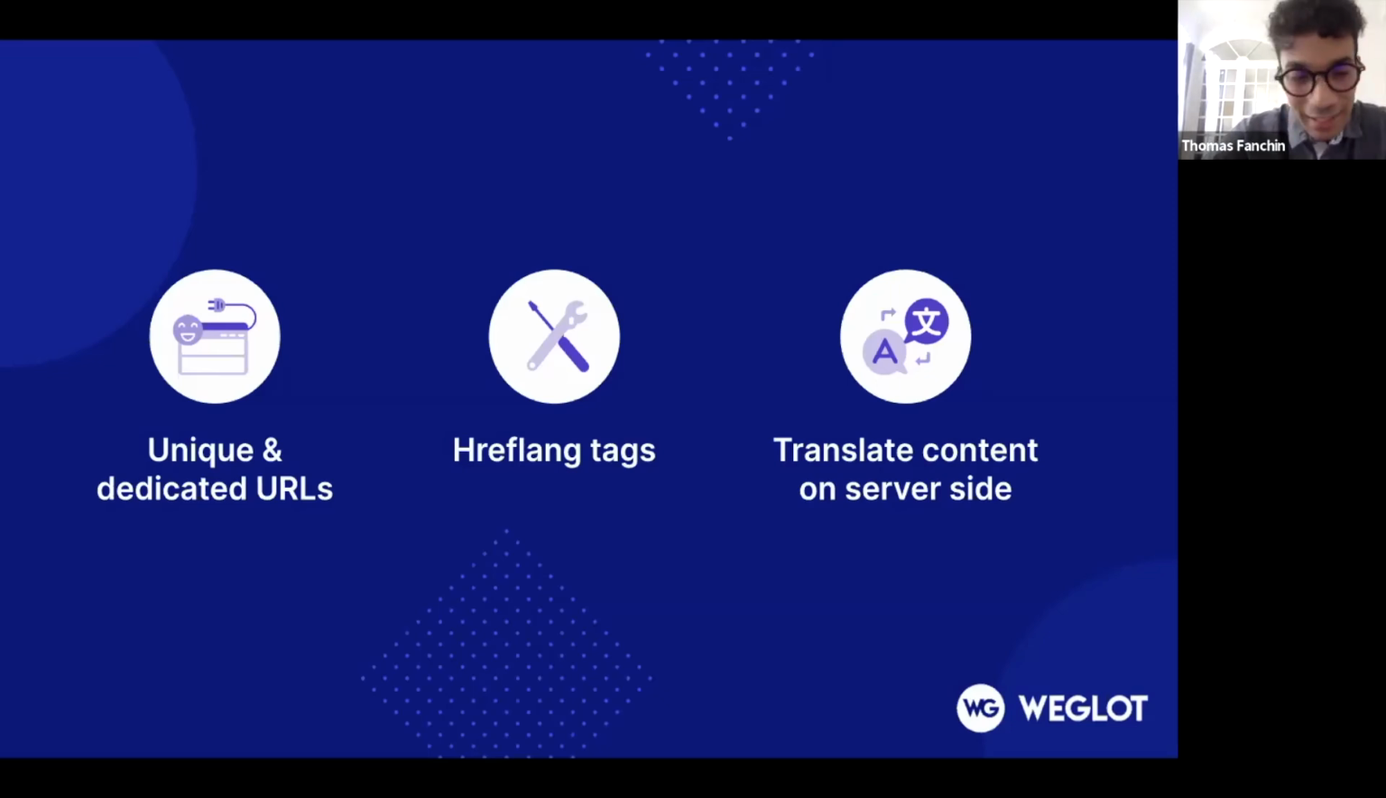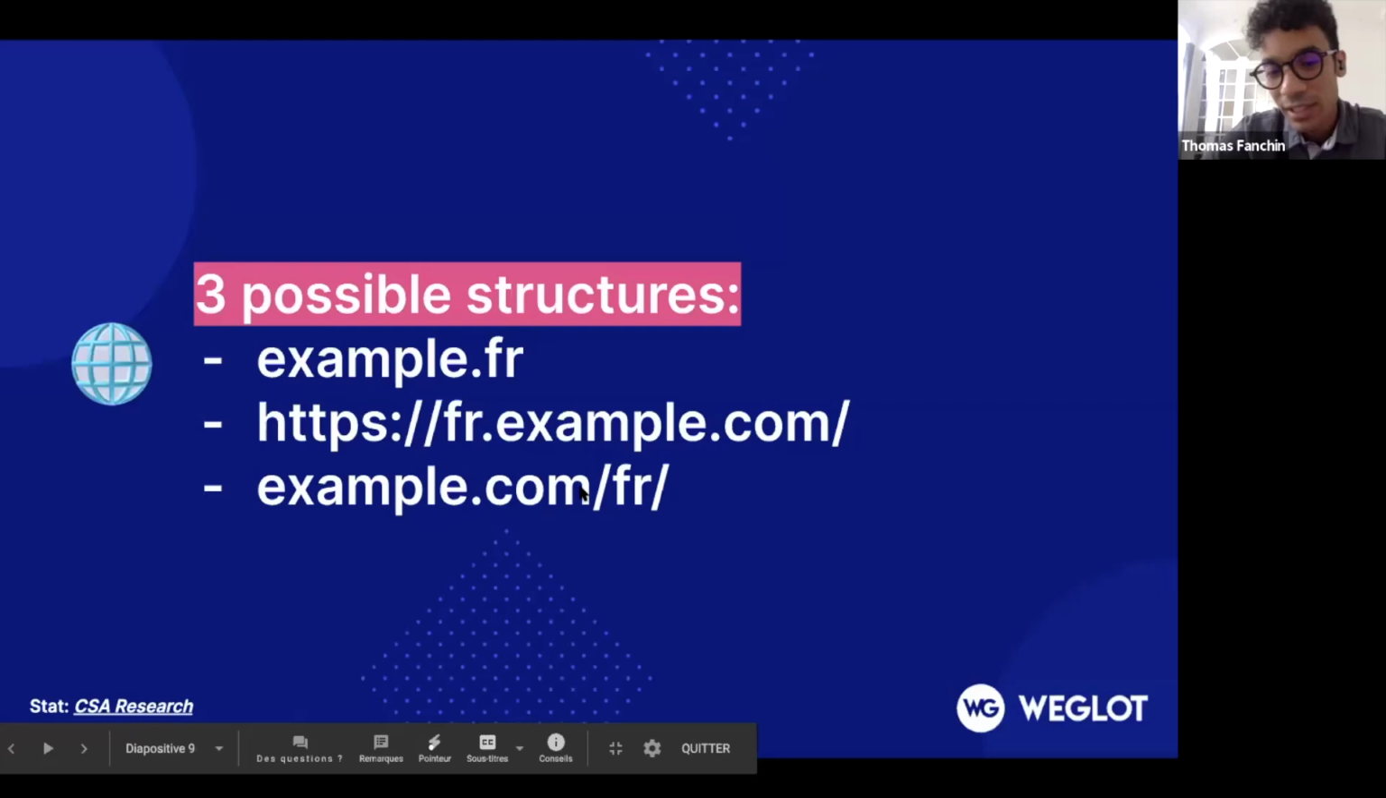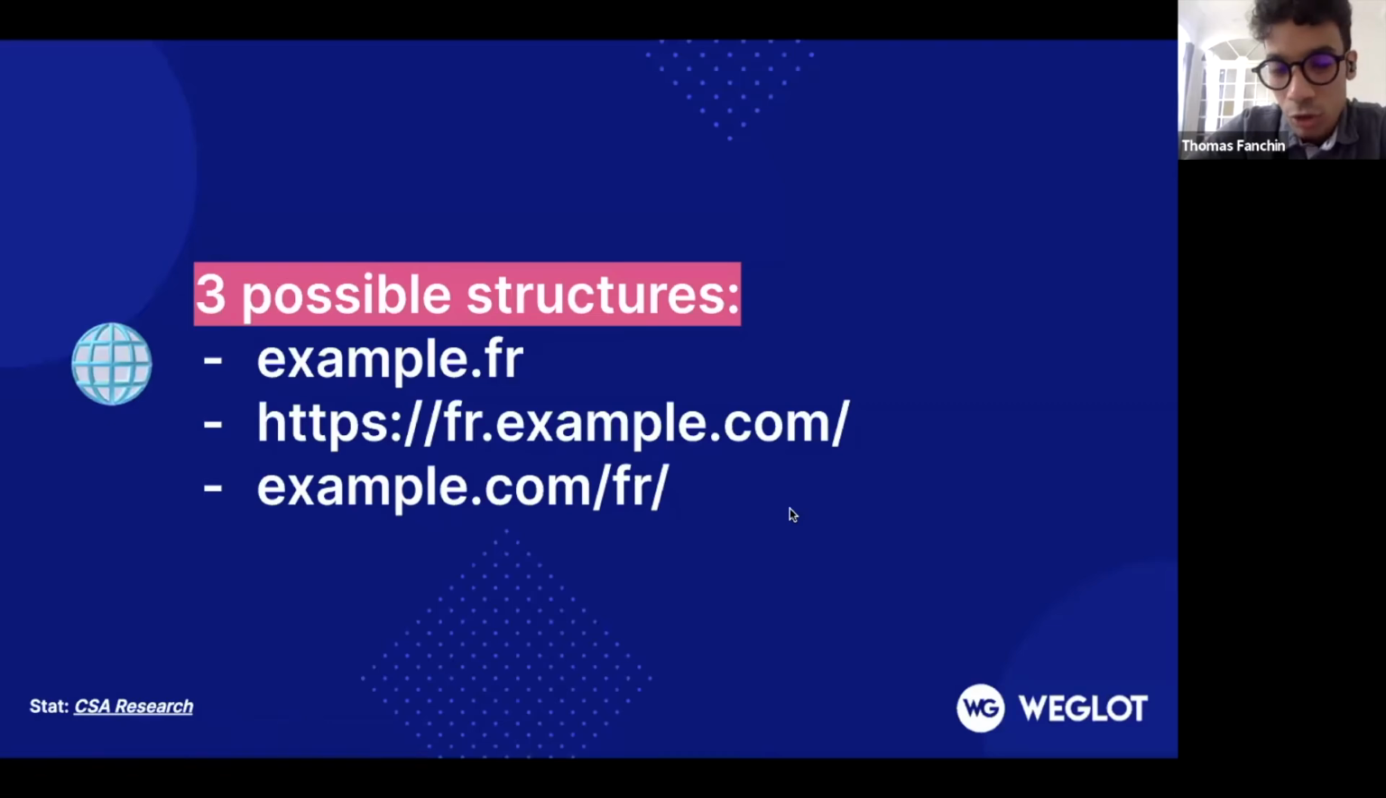So, having unique and dedicated URLs. There are actually three possible structures if you look at Google best practices. You have the specific domain URL, example.fr for the French market, for example. Then you have the subdomain, fr.example.com, and the third one is the subdirectory, so example.com/fr. Each of these structures has its pros and cons. I'm sure some of you are going to tell me that a subdomain is better, or a subdirectory is better, or having a country-specific domain name is better.